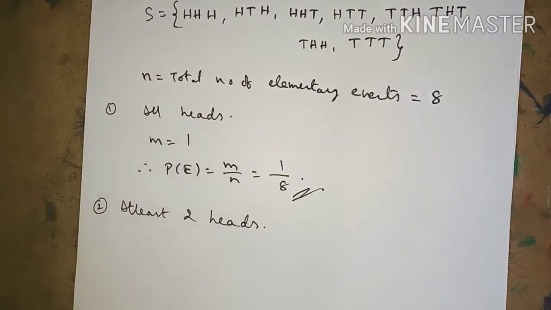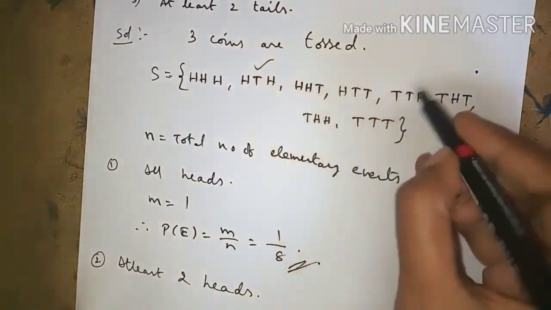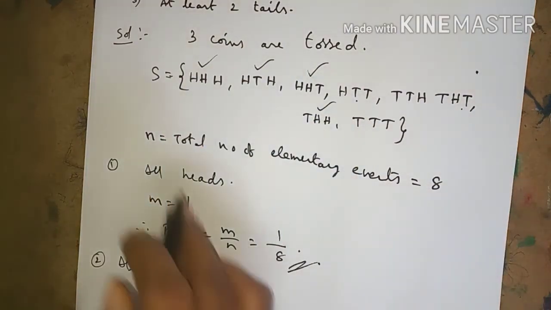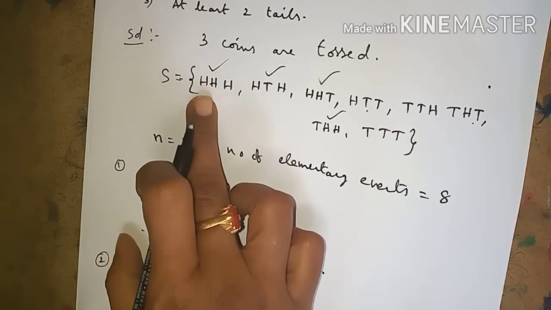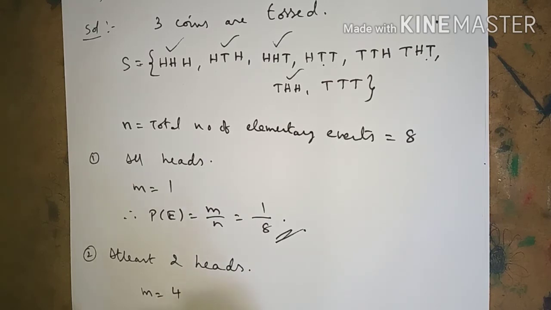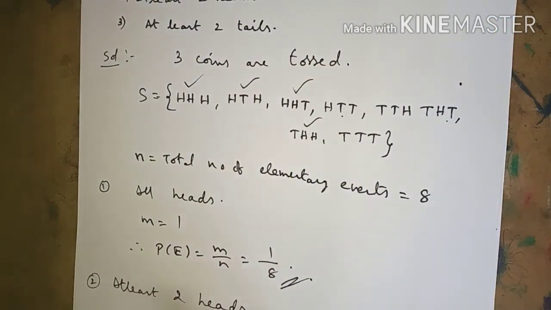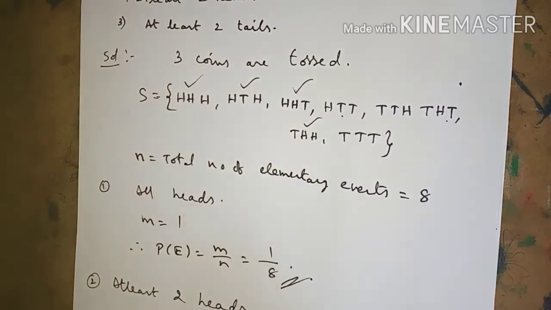Like that, at least 2 heads is minimum 2, or more than that also, no problem. Now, how many are there? Here only 1 head is there, so it does not count. 2 heads, 3 heads, 2 heads, 2 heads, 2 heads: 1, 2, 3, 4. M is equal to 4. Therefore, P of E is equal to M by N, which is 4 by 8, equal to 1 by 2. At least 2 heads means 2 and more than 2.